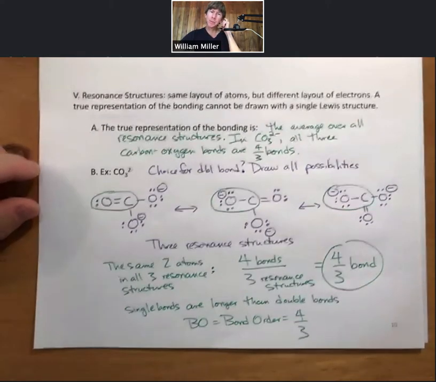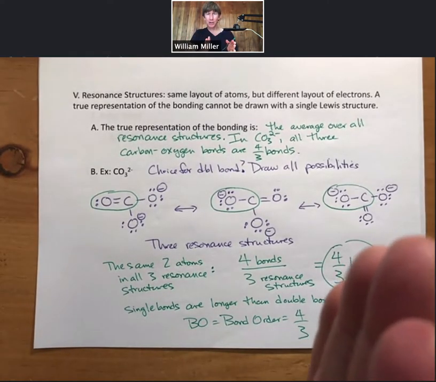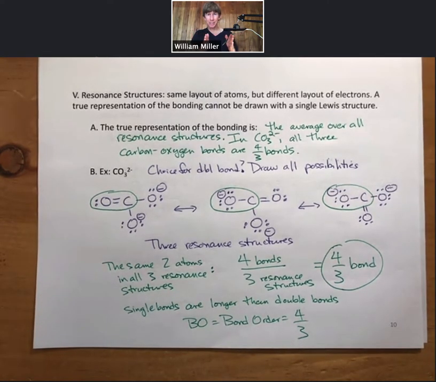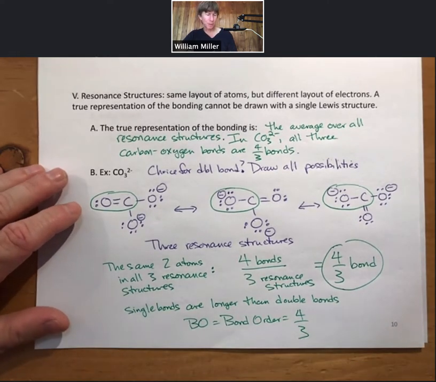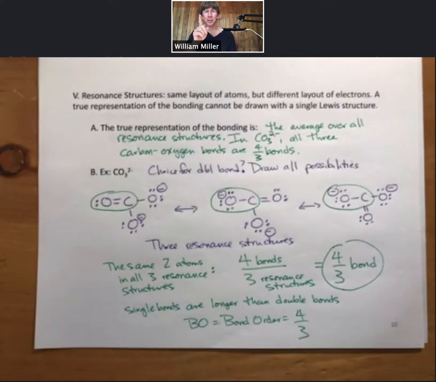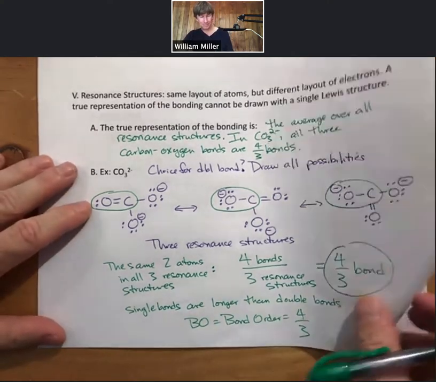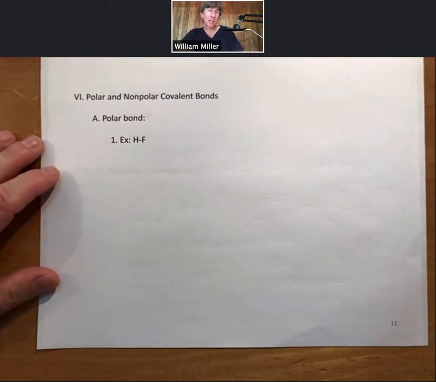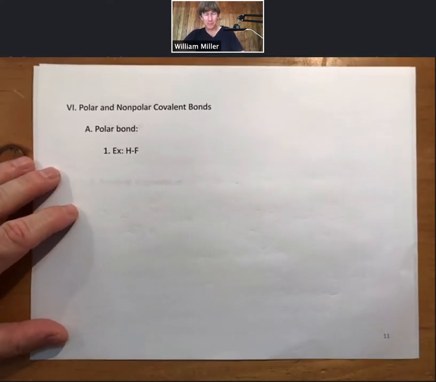They are four-thirds bonds, meaning that they would be shorter than a single bond, longer than a double bond. So single bond, four-thirds bond, double bond in length. And the bond order would be four-thirds, whereas the bond order for a single bond would be one, and the bond order for a double bond would be two, as we'll discuss in future videos. We're going to do a bunch of examples of resonance structures as well. For now, let's move on to polar and nonpolar covalent bonds.